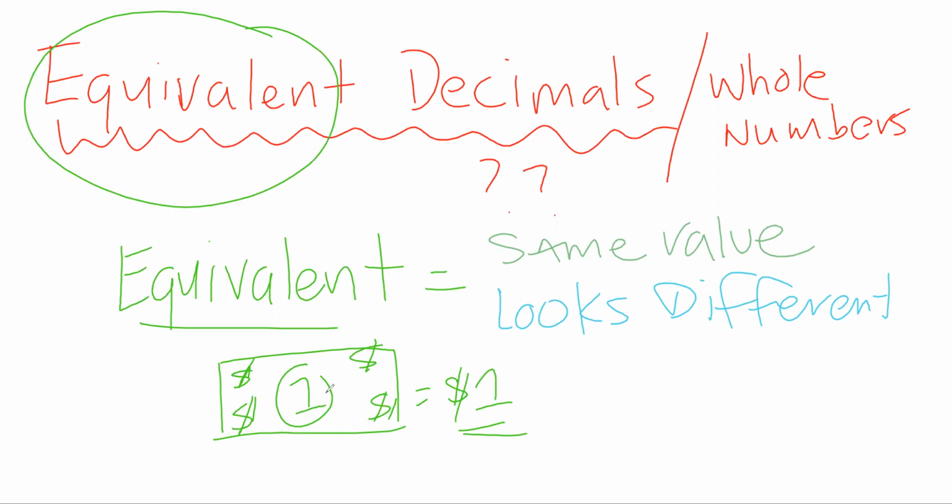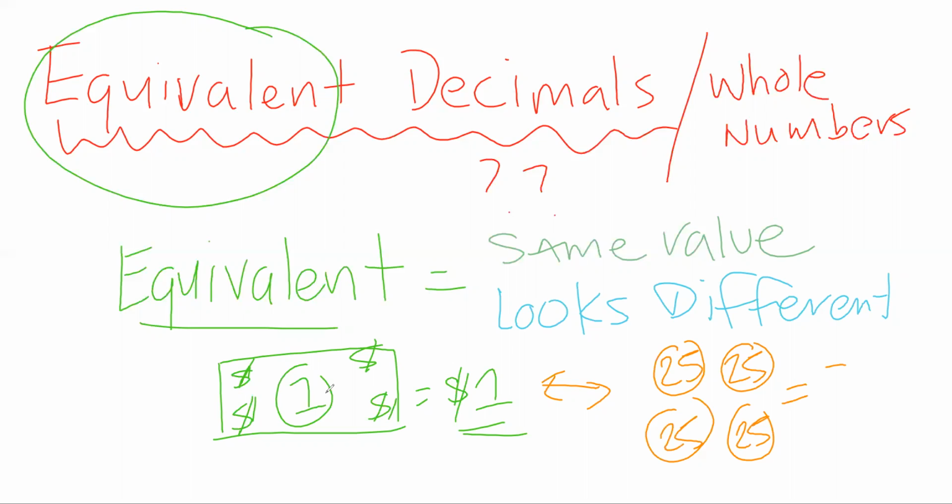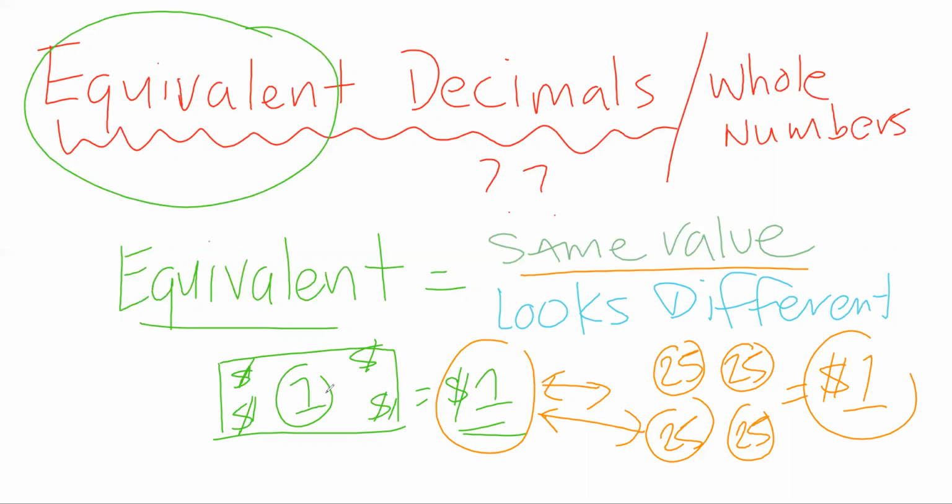And if we had an equivalent piece to that, we could think about quarters. Quarters are silver and shiny, and they're smaller. And when we have 4 of them, that also equals $1. So they are equivalent because they both have exactly the same value, but yes, they physically look different. And we want to think about that with numbers as well.